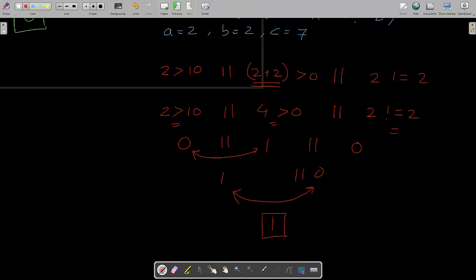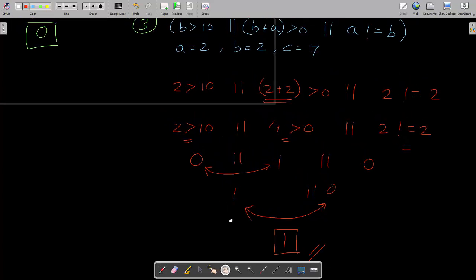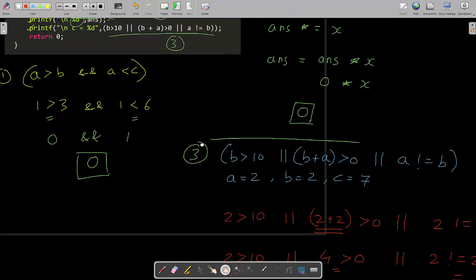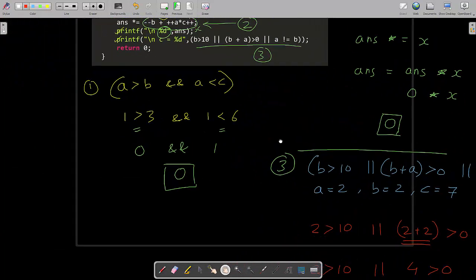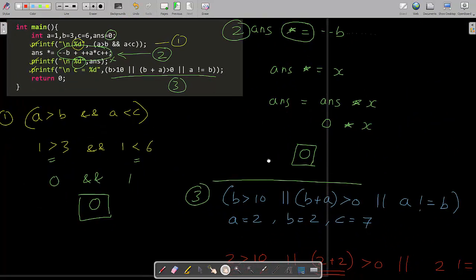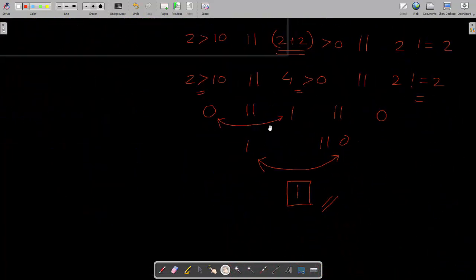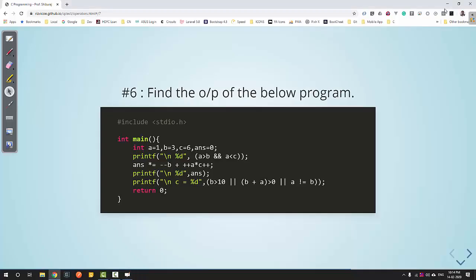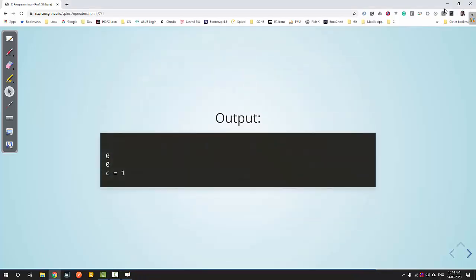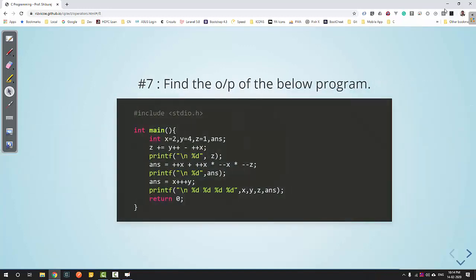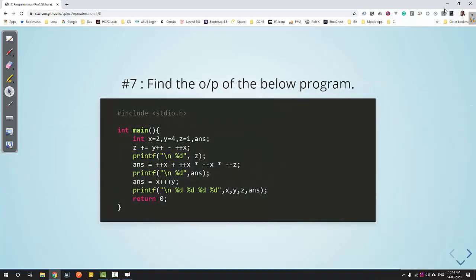So finally, the output that we are going to have is, for the first one it is going to be 0, the second one it is going to be 0, and the third one it is going to be 1. Let us verify the answer. So 0, 0 and C equal to 1. Perfect. Let's take another example. This is the second last example that we're going to take.